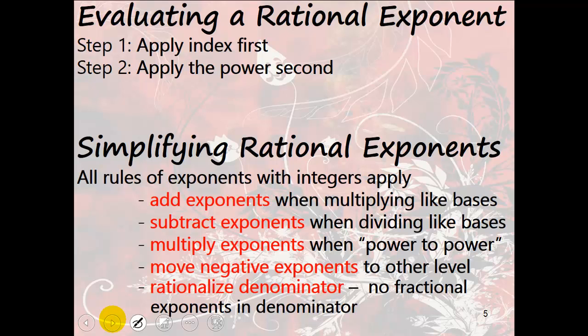And then when you're simplifying rational exponents, even if your base is a number, you're going to want to apply these if it's necessary. When we're multiplying like bases, we're going to add the exponents. When we are dividing like bases, we're going to subtract the exponents. If we're raising a power to a power, we're going to multiply exponents. We're going to move all negative exponents to the other level, just like we did before, and we're going to rationalize our denominators. Make sure that we have no fractional exponents in the denominator. We have to apply a power that takes us to a whole integer.